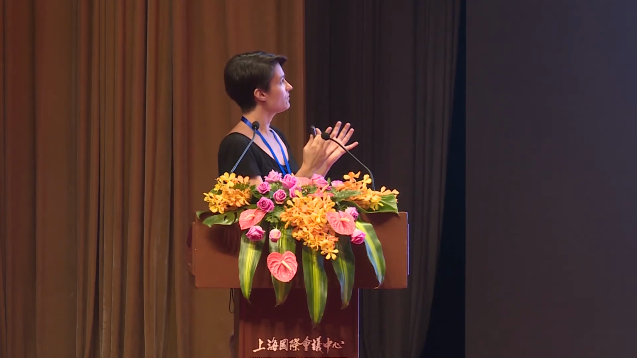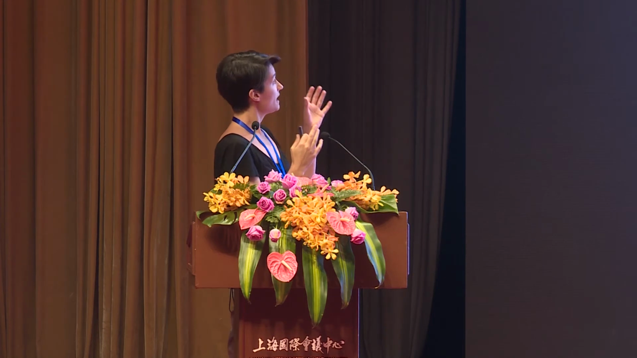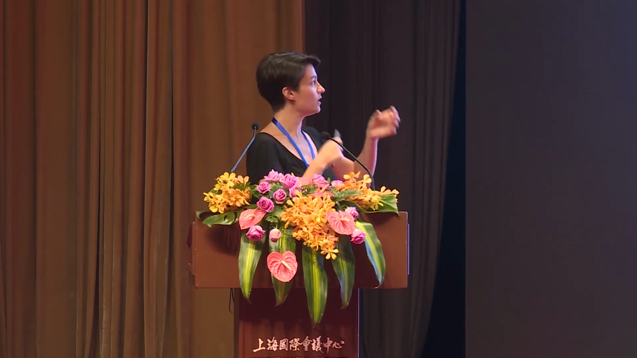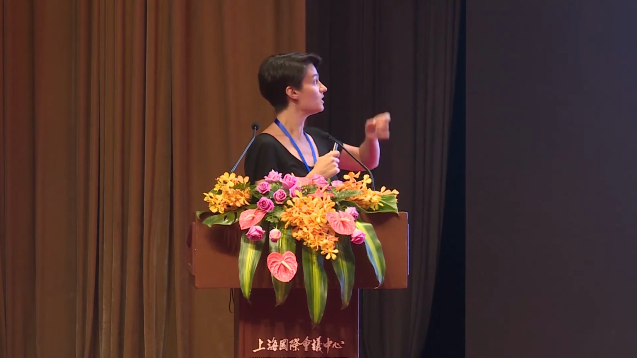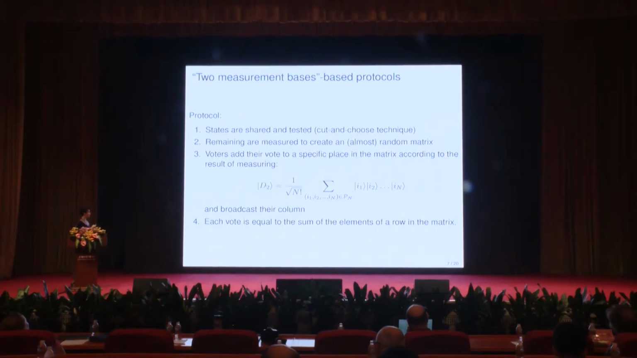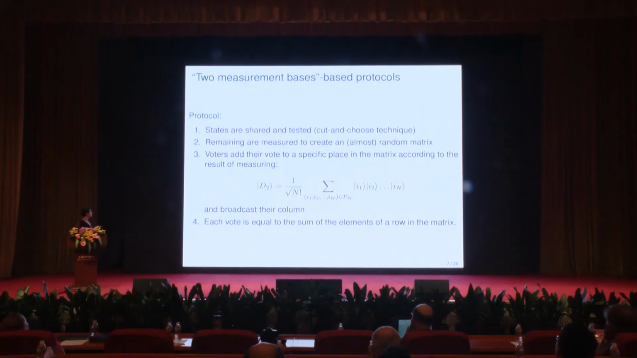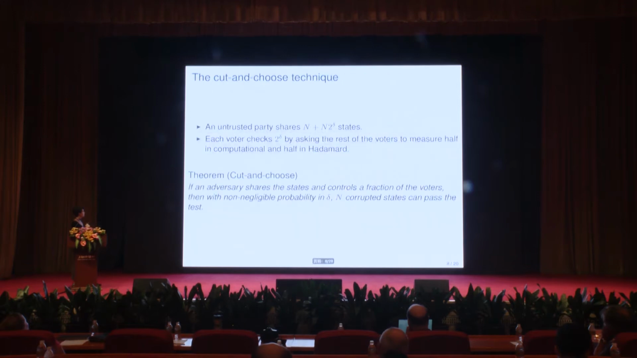So what the voters have when they measure all the states is a random matrix n times n. Each voter is responsible for one column. So V1, for example, is responsible for the first column, V2 for the second column, et cetera. And then measuring this state gives them a permutation. It tells them in which row they're going to put their vote. So at the end, each vote is equal to the sum of the elements of one row in the matrix. Since they're broadcasting their votes, everyone can check that their vote is included in the outcome. Okay, so everything is working quite nicely.